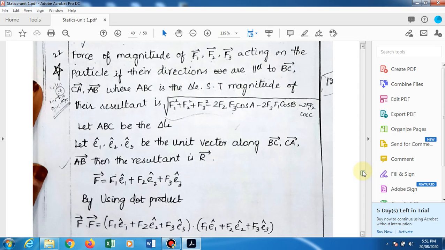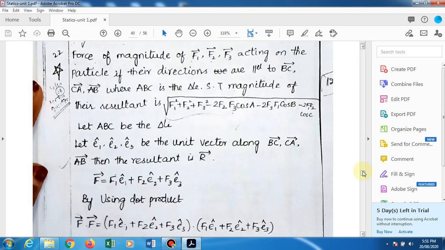You see the solution. Let ABC be the triangle. E1 cap, E2 cap, E3 cap are the unit vectors along BC, CA and AB. Then the resultant is R vector. F vector is equal to F1 E1 cap plus F2 E2 cap plus F3 E3 cap.